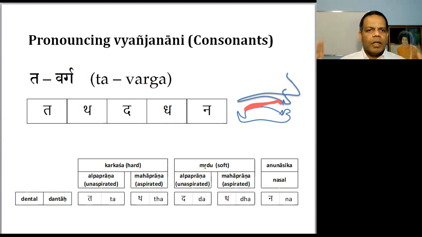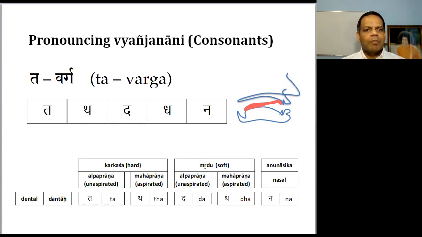This is a practice. Ta, ta, da, da, na. So you keep the tongue up and practice the sound. Then ta, ta, da, da, na. So get familiar with the tongue position. Once the tongue positions are all fixed, then learning the words in Sanskrit becomes easier. Because ultimately, it's a gymnastics of the tongue.